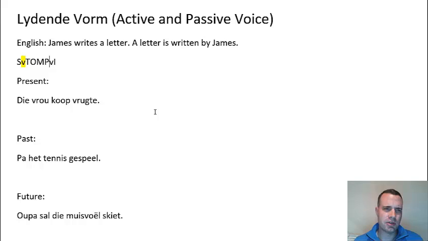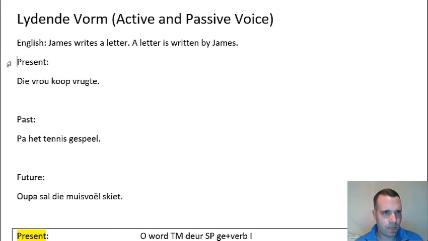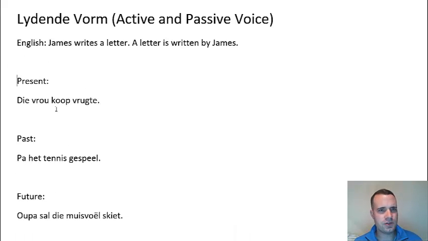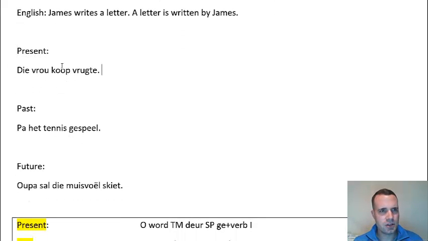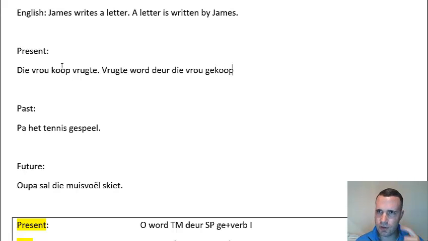And there's a few other things that are sort of a bit confusing. Okay, but we'll get there. Let's just take it step by step. Okay, that's enough talking. Let's do something here. So in the present tense, that's just a basic sentence. Die vrou koop vrugte. The woman is buying fruit. Fruit is the object. Now you want to start with fruit. Okay, so they say start with vrugte. Word deur die vrou gekoop. That's different, hey? That's a bit weird.